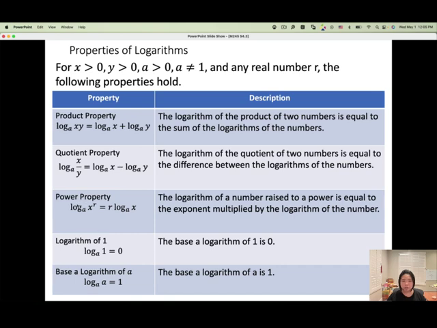And then we talked about the power property already. When you have the exponent r, you could put it in the front, so r times log with the base a of x. And then log a of 1 equal to 0, log a of a equal to 1. We talked about these 3 already. So only these 2 formulas are new.